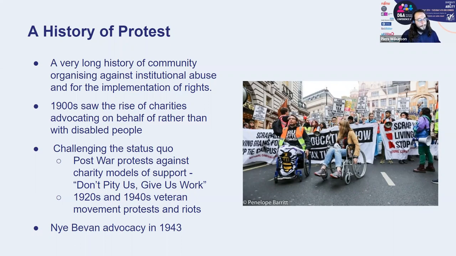But when we talk about the legacy of disability rights in the UK, disability history, we have to talk about protest. We have to talk about how a lot of the rights that we have won in further time have come from direct action. And we can trace direct action all the way back to 1297. We have a very long history of community organizing against institutional abuse and for the implementation of rights.